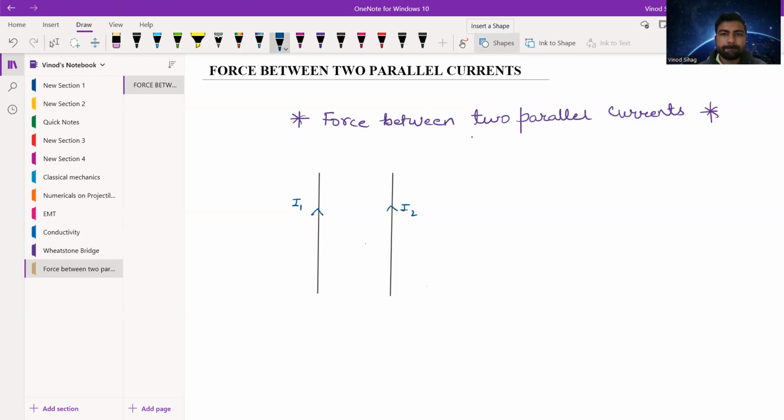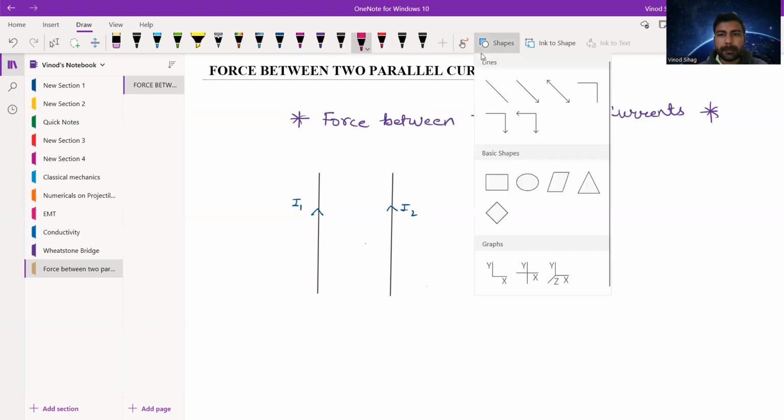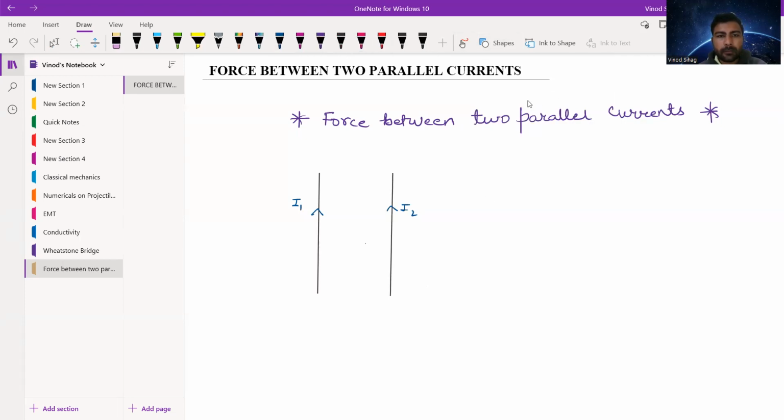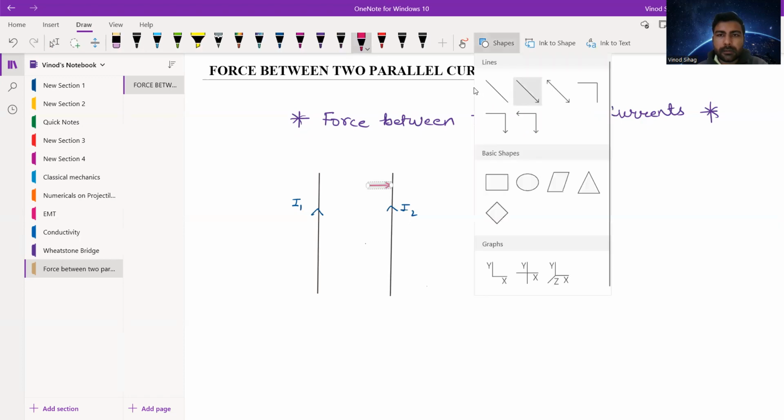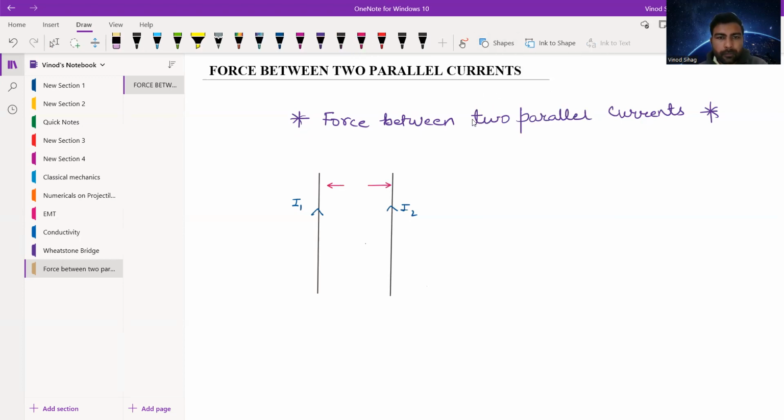And the distance between them is small d. Let me write here: the distance between them is small d. And now we are going to see what is the force due to the first conductor on the second conductor.